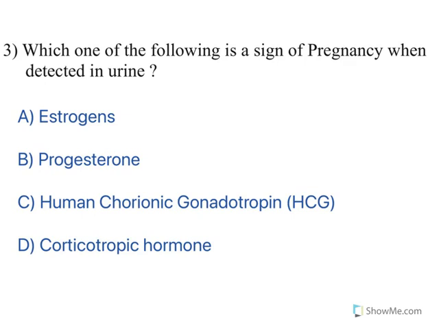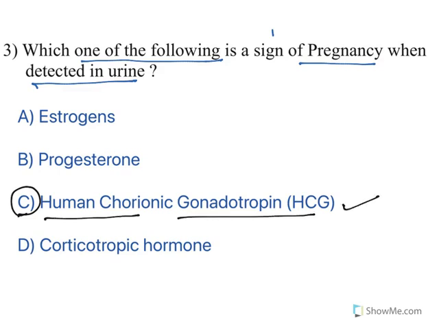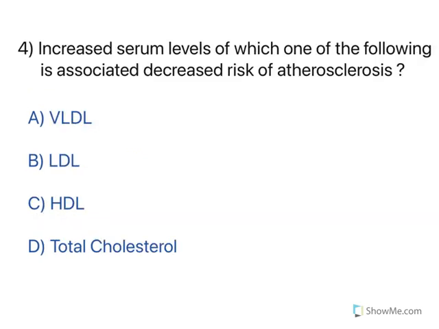Now, which one of the following is a sign of pregnancy when detected in urine? During pregnancy, a particular hormone is released in the urine, and that is what is used to identify pregnancy. The pregnancy kits are based on this particular hormone. The hormone is known as human chorionic gonadotropin hormone. The presence of this hormone indicates or confirms pregnancy. Moving to the next one.